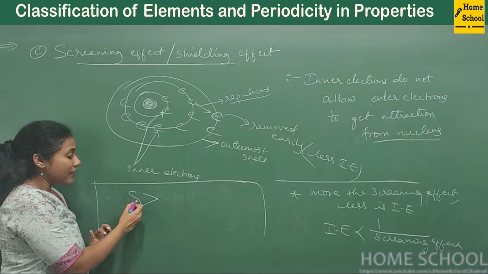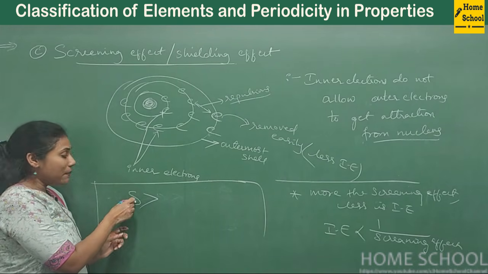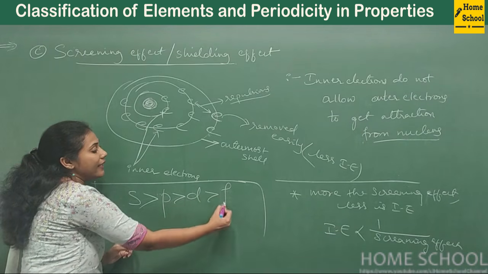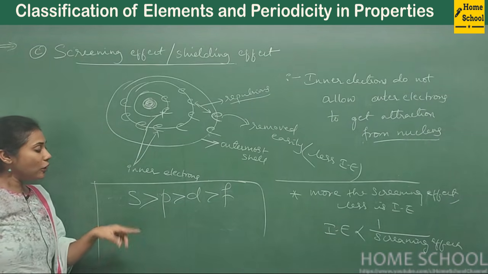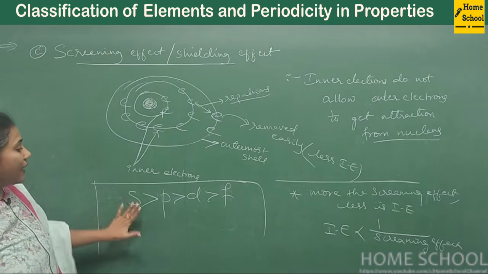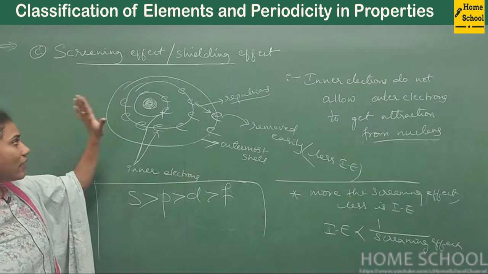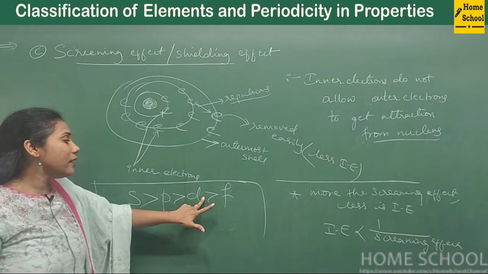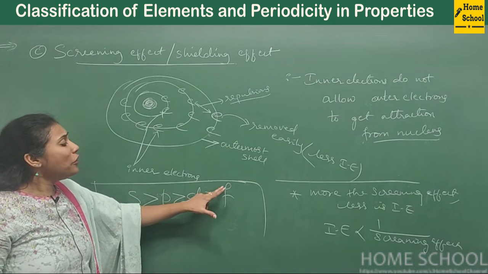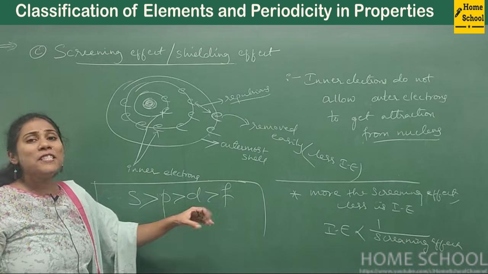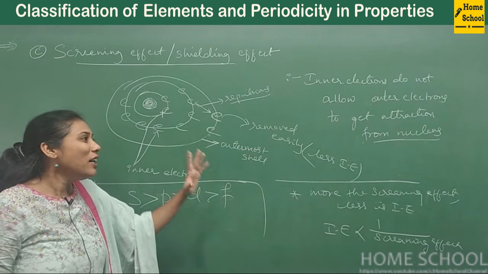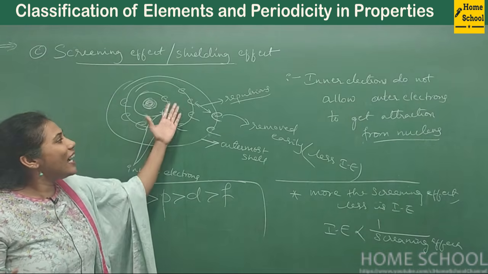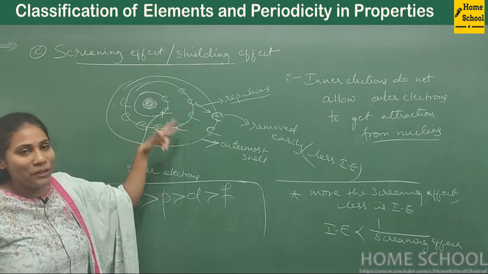So screening effect is more for electrons present in s orbital than p, greater than d, greater than f. Okay, so screening effect of inner s orbital electrons is greater than the electrons present in p orbital, than the electrons present in d orbital. So electrons present in f orbital are poor screeners. They are very much careless. They actually allow you guys to get attraction from nucleus.